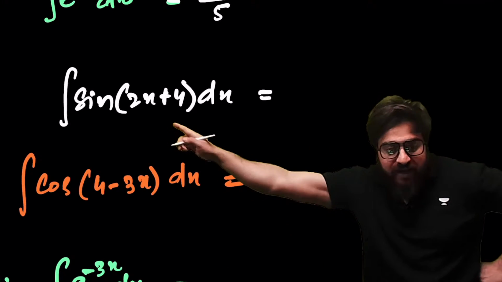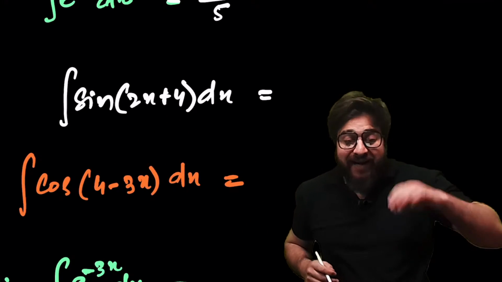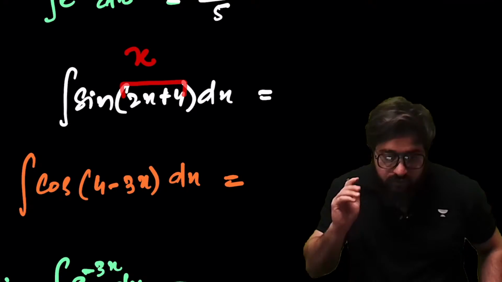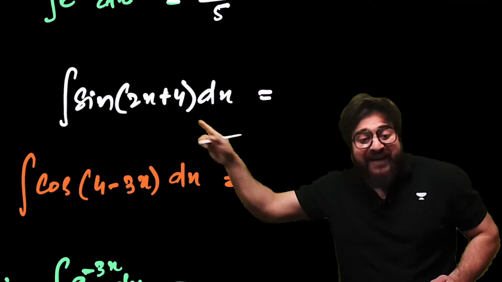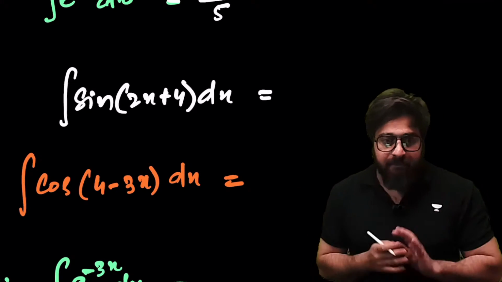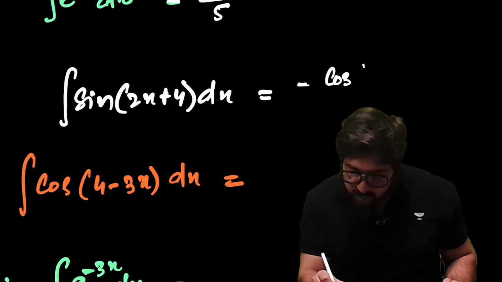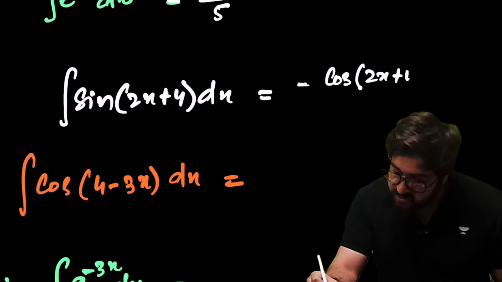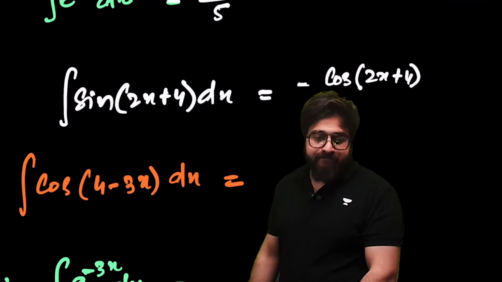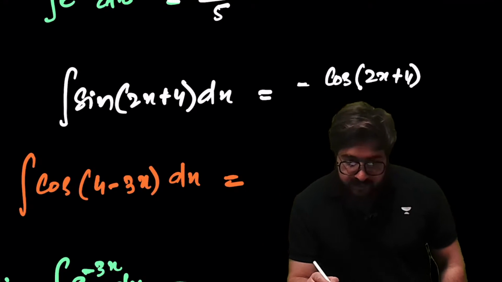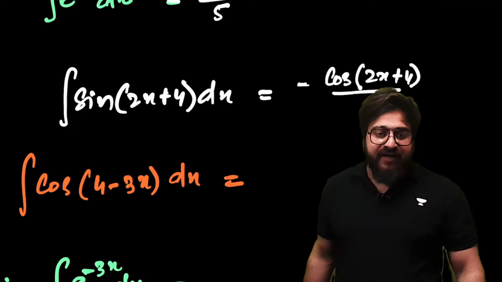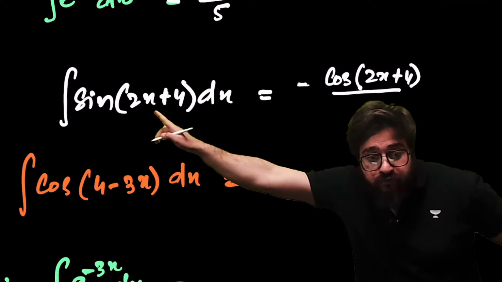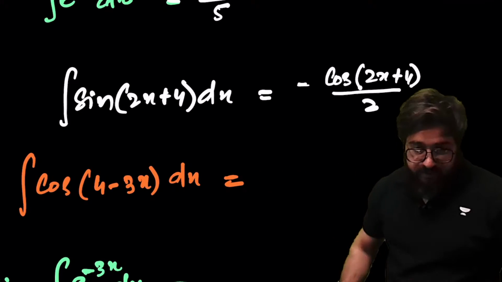First, we'll have to do the integration of this whole term. Consider this, guys, consider this as x over here. Integration of sine x is what? We say minus cos x. So we write minus cos of, and instead of x, you have 2x plus 4. So we write 2x plus 4 over here. Then we say divided by the coefficient of x. What is the coefficient of x over here? That is divided by 2.